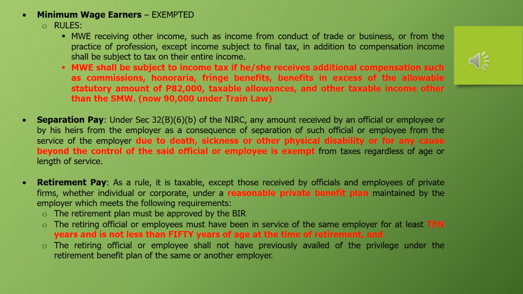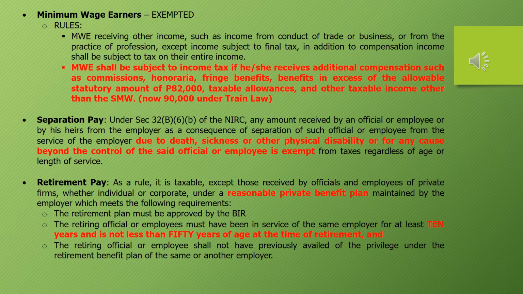Okay? So, a minimum wage earner shall be subject to income tax if he or she receives additional compensation. For example, may commission siya aside from his compensation. Okay? Naka-receive siya ng honoraria, fringe benefits in excess of the allowable statutory amount of 82,000, that is supposedly now 90,000 under TRAIN law, taxable allowances and other taxable income other than the statutory minimum wage. Okay, so that is the ruling pag minimum wage earners.